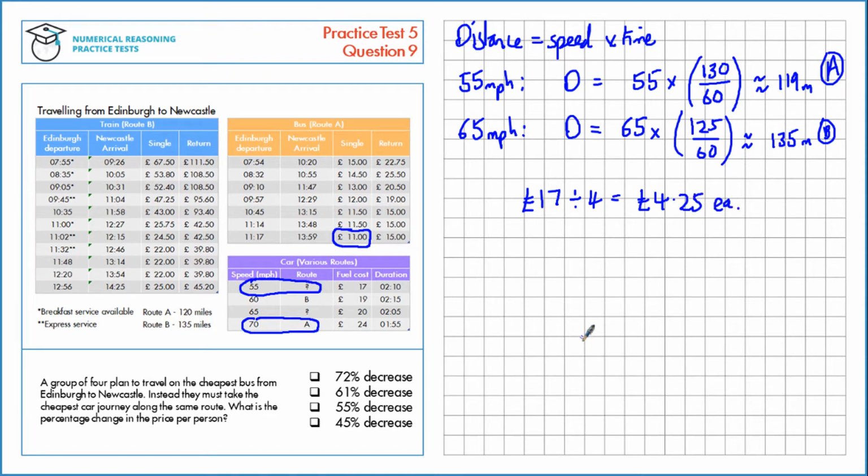Finally, we need the percentage change in price comparing taking the bus to taking the car. So we'll find a new price, 4.25, take away the old price, that's £11, divided by the old price, then multiply by 100 to find a percentage, which gives us minus 61%, which is a 61% decrease.